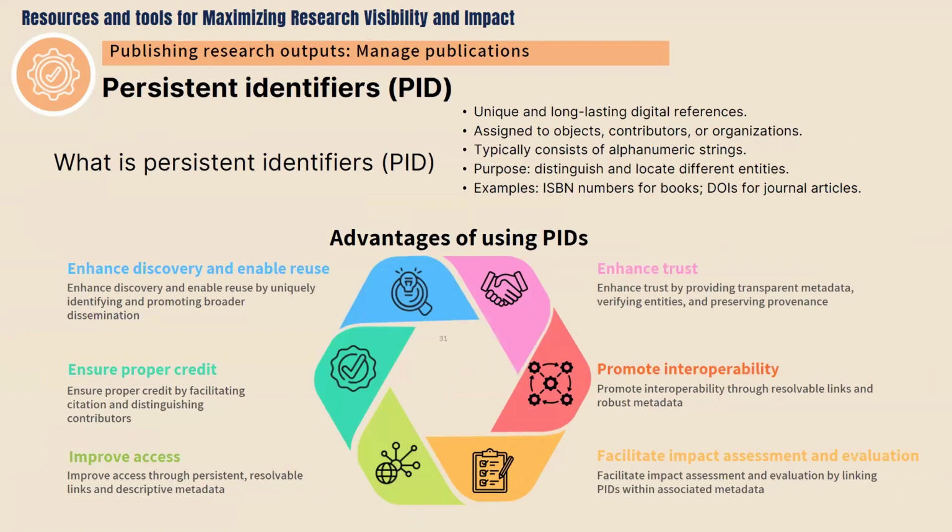Persistent identifiers, that is PIDs, are unique and enduring digital references assigned to objects, contributors, and organizations. They typically consist of a numeric string and serve the purpose of distinguishing and locating different entities. For example, books have ISBN numbers, and journal articles have DOIs.